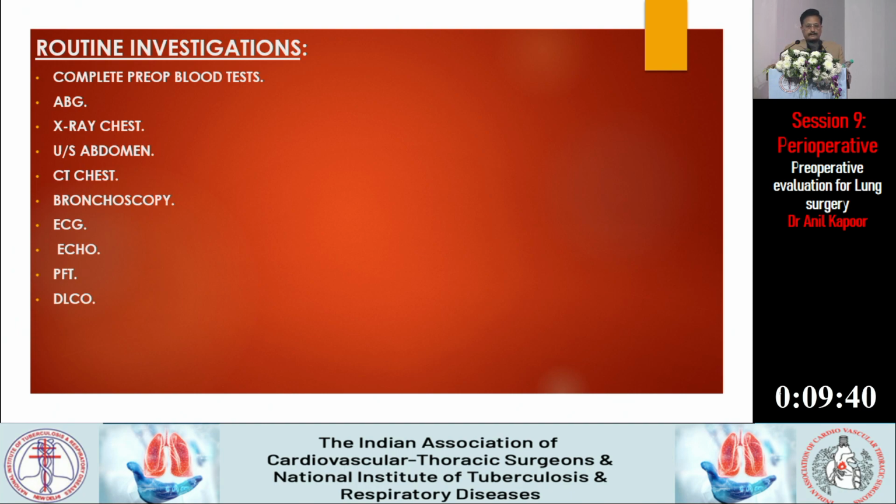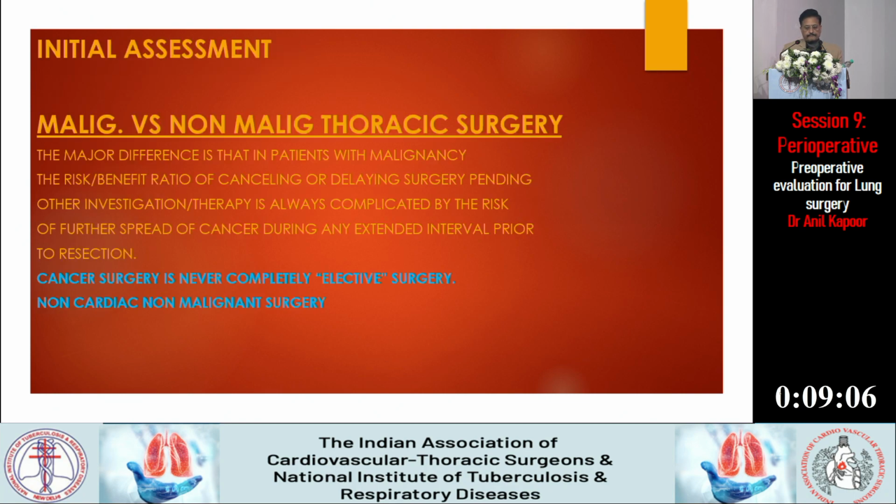Routine investigations which are to be done: complete pre-op blood test, especially the hemoglobin, the creatinine, and the serum albumin, proteins, BT CT, etc. ABG, X-ray chest, ultrasound abdomen to rule out any other disease or involvement of other organs. CT chest, including the upper abdomen, including the liver and the adrenals especially. Bronchoscopy, ECG, echo, pulmonary function test, and DLCO. These are the routine tests which should be done pre-operatively.